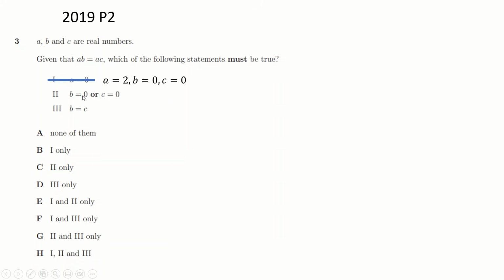Does B have to equal 0, or C have to equal 0? Well, no, again, because we could just make A 0, and then we can make B and C whatever we want, and we don't have to make them 0. So that one doesn't have to be true either. And of course, I've already found a counterexample to this case. Here it is, so that doesn't have to be true either. And none of them have to be true. So when we see this language, we are going to go with counterexamples. That is what we are going to do every single time.